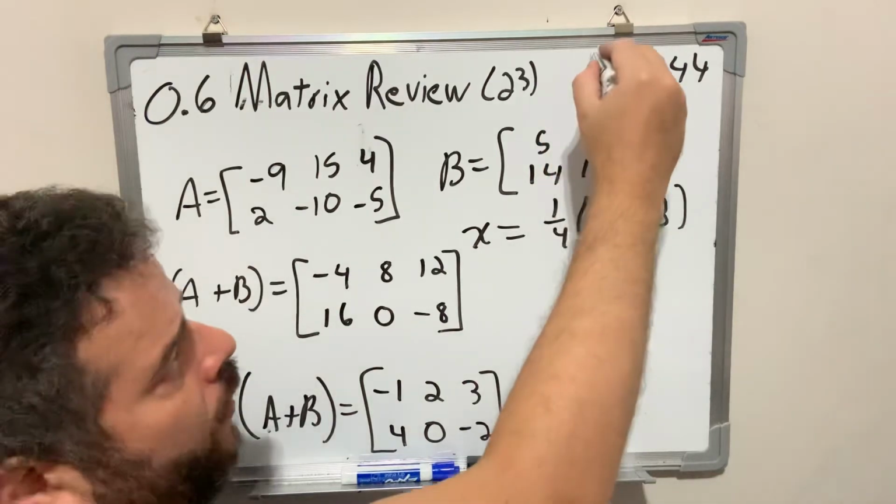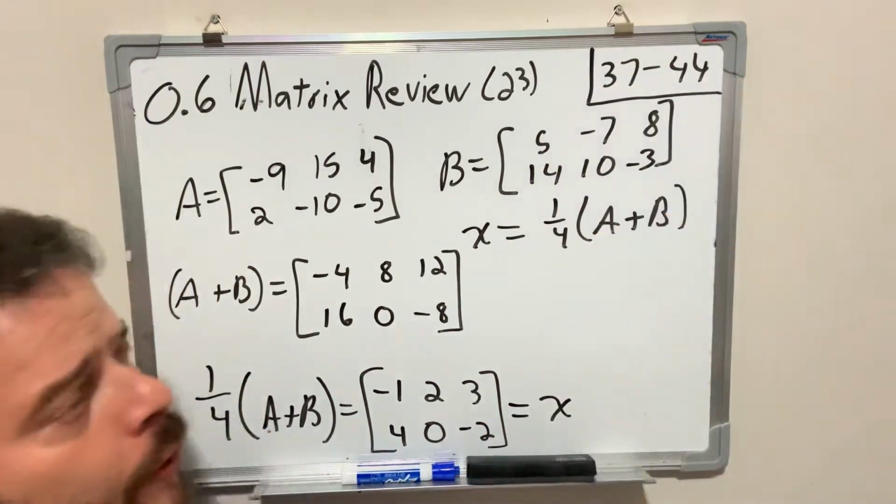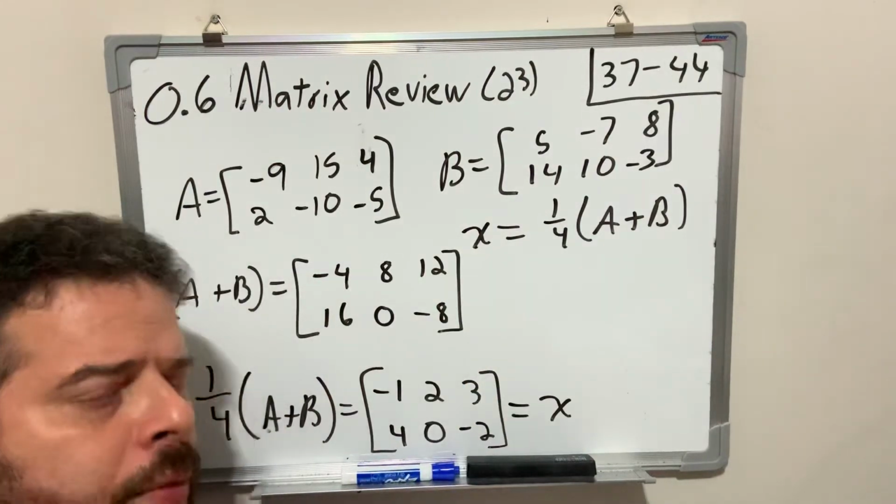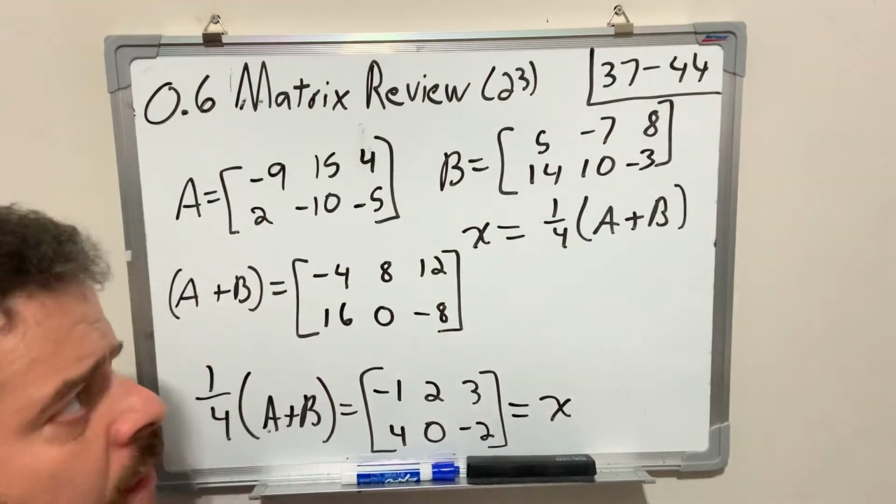For homework, I want you guys to do 37 through 44, which is just solving. Pretty simple, pretty straightforward, and practice. If you have any questions, please ask.